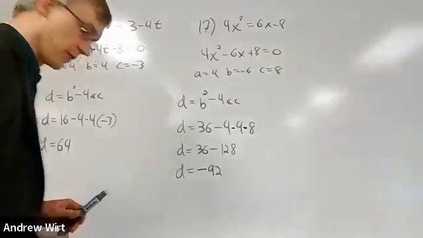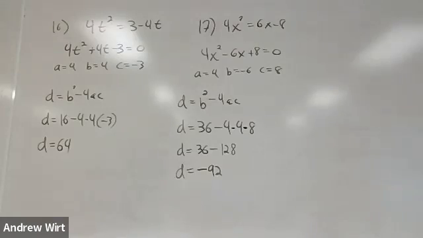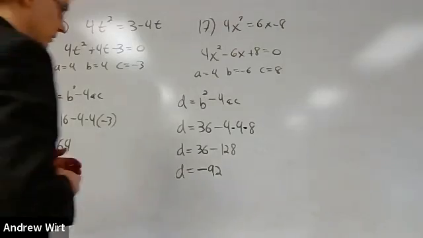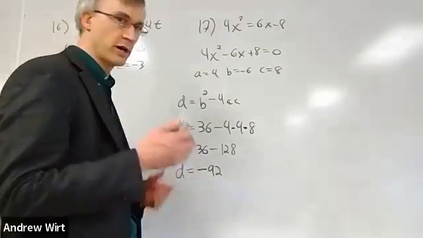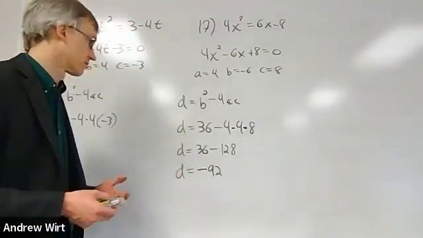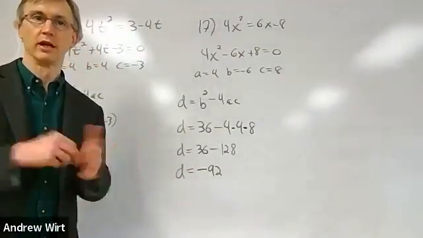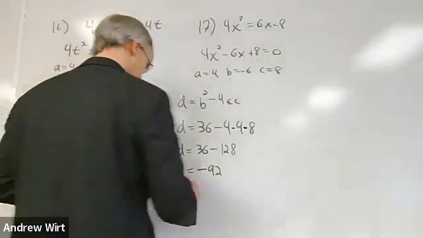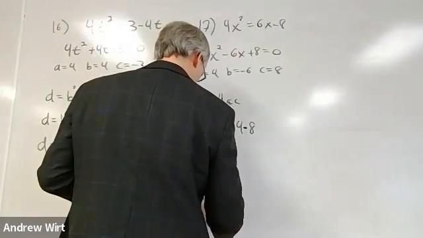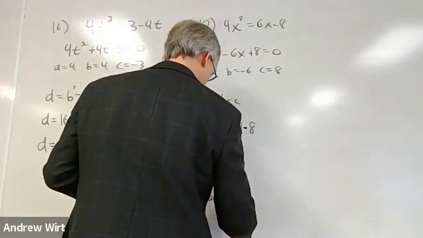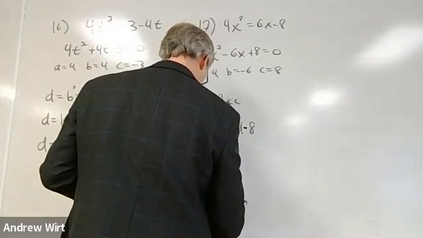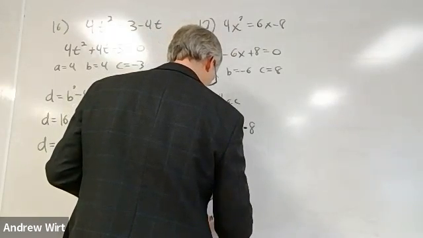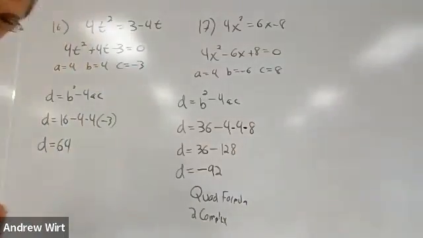I think I did the arithmetic correct there. All right, negative 92 for the determinant. Since it's a negative determinant, that always tells us we're going to have two complex answers. And whenever it's complex, then we're going to have to use the quadratic formula. And two complex solutions.